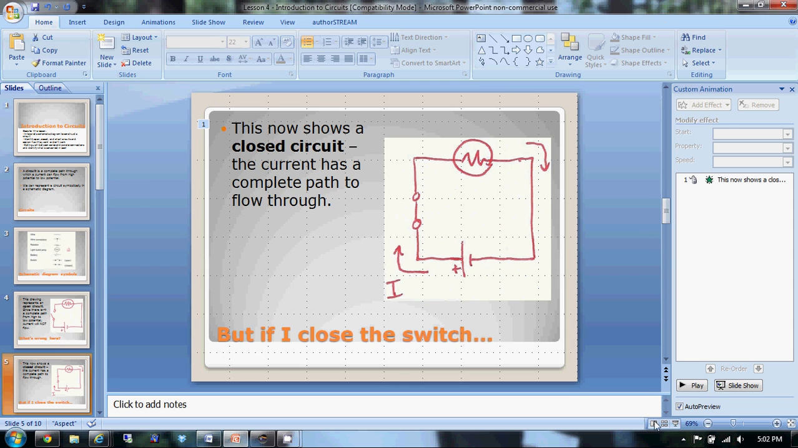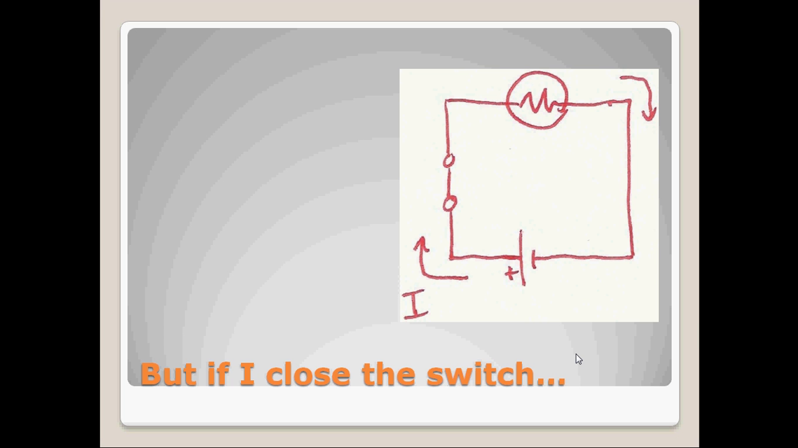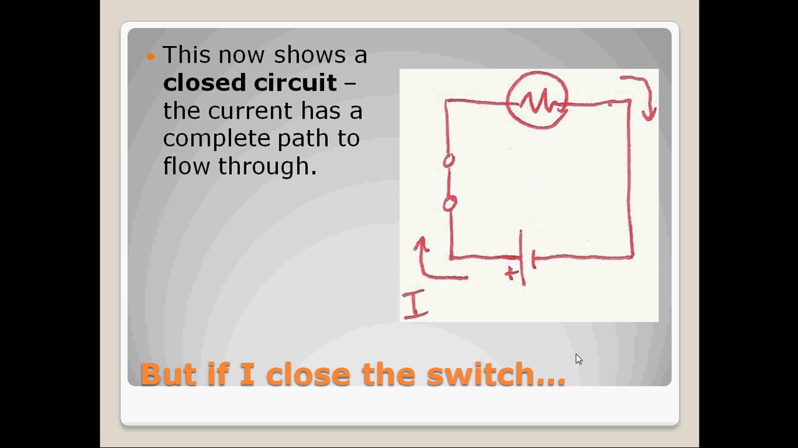All right, so once I close that switch, we see that we've got a closed circuit. There is now a complete path from the high potential end of the battery to the low potential end for our current to travel around. That causes the current to travel through the light bulb, thereby lighting it up. And it continues around there and to the low potential end of the battery.